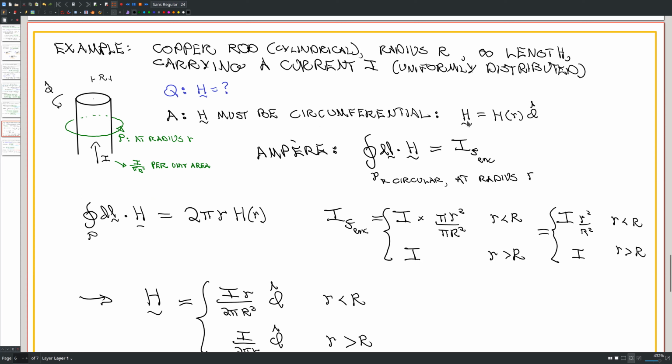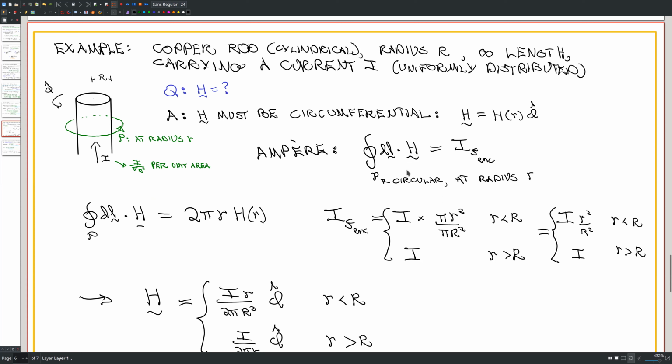So like we've said, H must have the form that it's circumferential, and of course its value will depend on the radius at which you evaluate it. So how do you compute this? Well, we will use Ampere's law here for H in the integral form that we've just seen. And what path are we going to use? Well, we're going to center a circle of radius r on the axis of the cylinder like this.